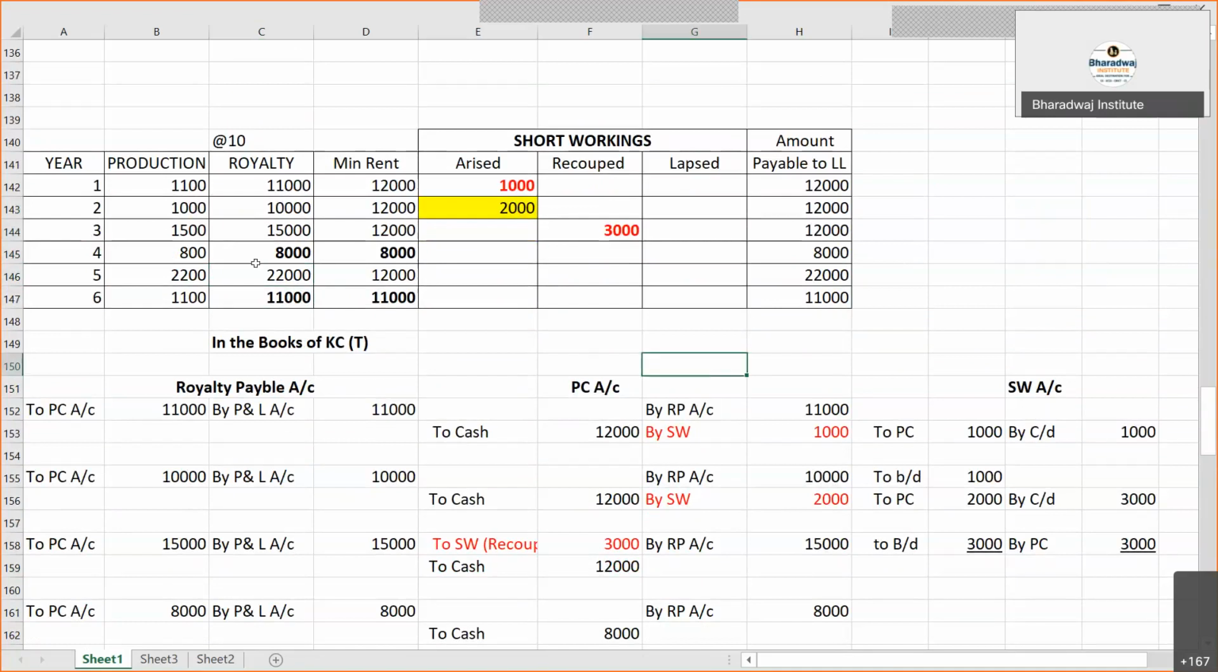People are repeatedly asking, in the 5th year there is a surplus of 10,000. But which one do you want to recover? Short workings arose with 3,000, and that is already recovered in the 3rd year. In the 5th year, your production value is 22,000. You pay that 22,000. Recovery of short workings is a privilege given. Use that privilege.